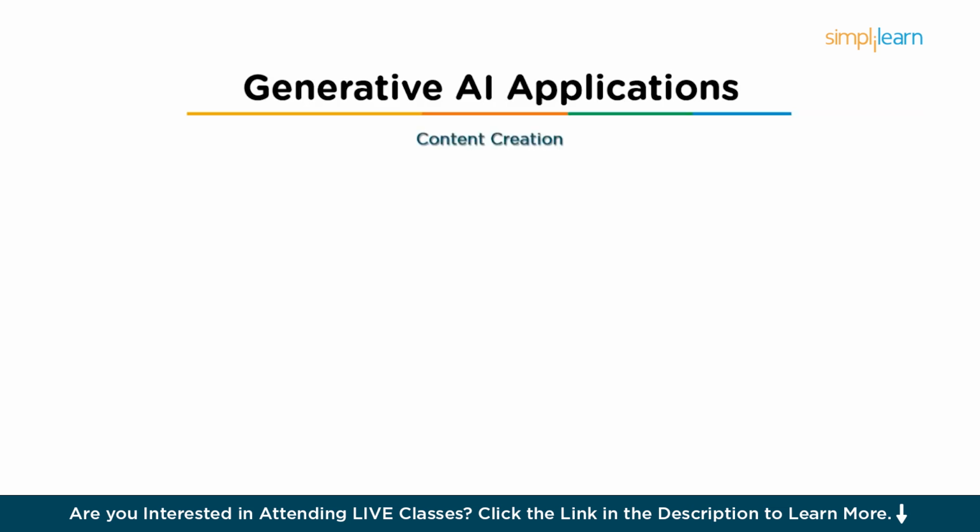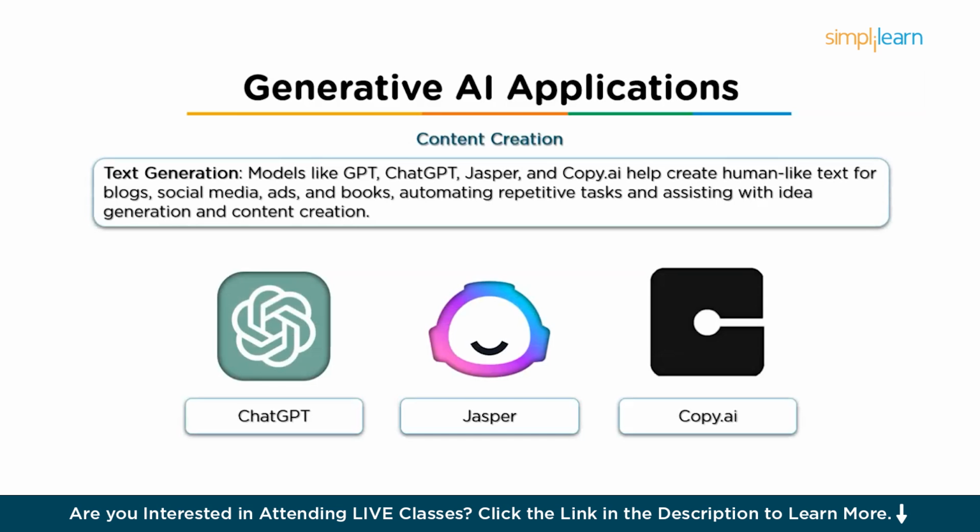So the first one is, of course, content creation. So generative AI is revolutionizing content creation, enabling the generation of articles, videos, images, music, and even entire books. So let's see how. The first one is text generation.